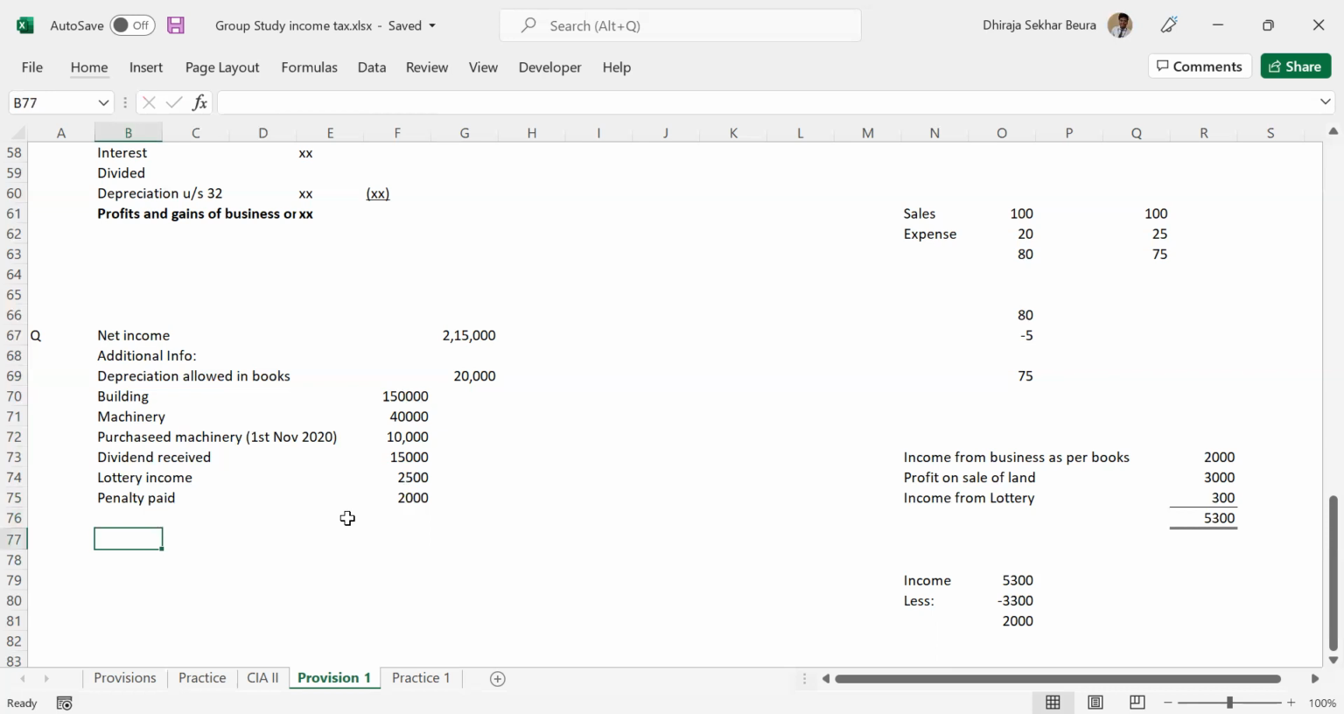So you have to calculate taxable income from business and profession. Let me tell you about the penalty paid. Penalty paid is not allowed as per income tax. Can you please calculate the taxable income? I'm not asking for the tax amount, just the taxable income from business and profession. In the meantime, let me search for any other question.